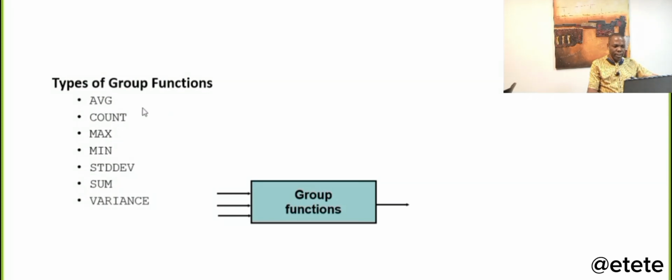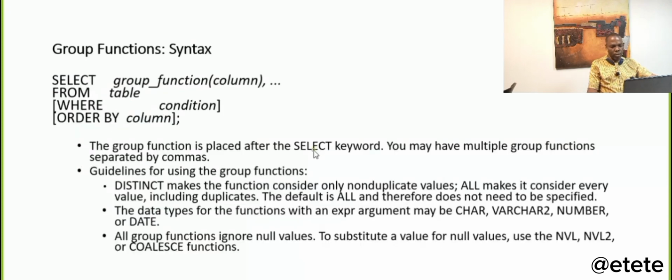We have average, count, max, min, standard deviation, sum, variance. There are many, but at least these are the few we are going to look at. And this diagram simply tells you that you supply multiple rows and you get out one single output based on these multiple rows. That is what it does.